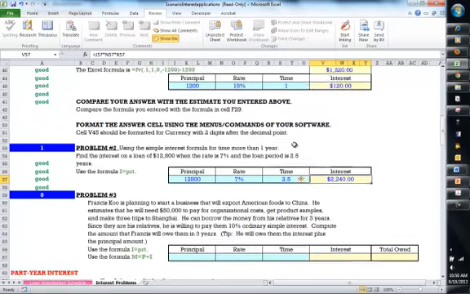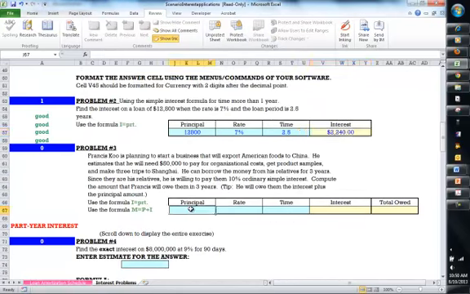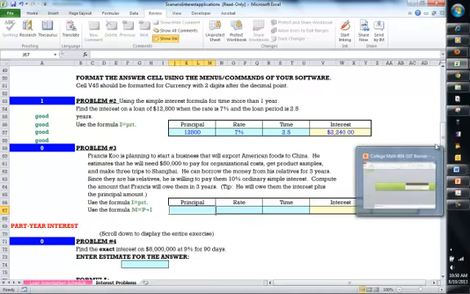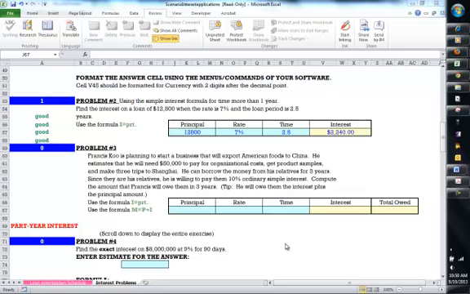Okay, next one. Francis Koo is planning to start a business that will export American food to China. He estimates he will need $50,000 for organizational costs. He can borrow the money from his relatives for 3 years, and they want to pay 10% ordinary interest. So $50,000 at 10%, which is 0.1, for 3 years. The interest will be the principal times the rate times the time, and then the total amount owed will be the interest plus the principal.